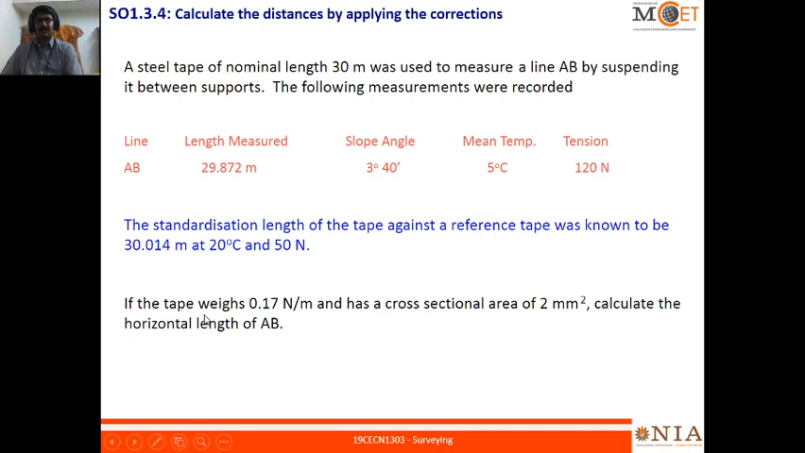Additional data is, if the tape weighs 0.17 Newton per meter and has a cross sectional area of 2 mm square, calculate the horizontal length. That means what?